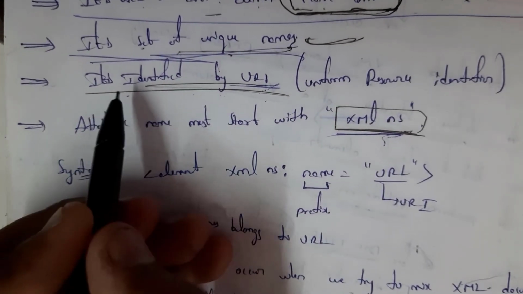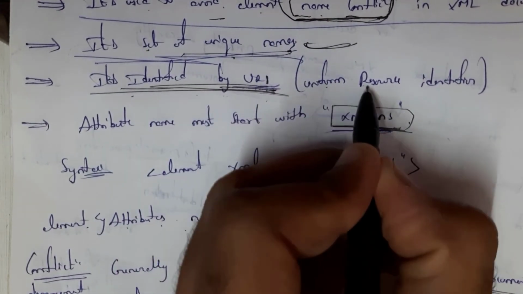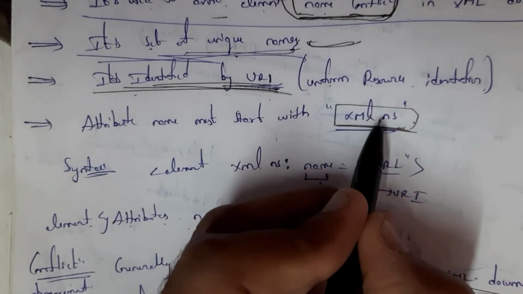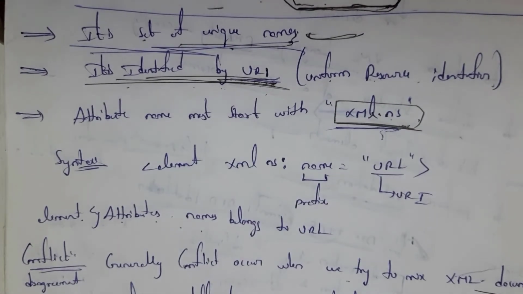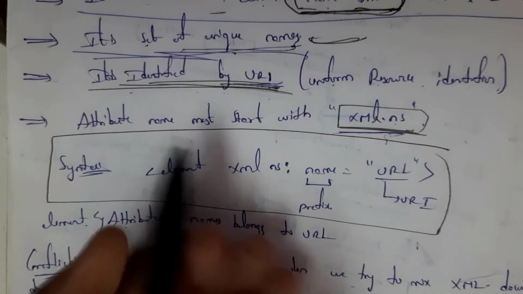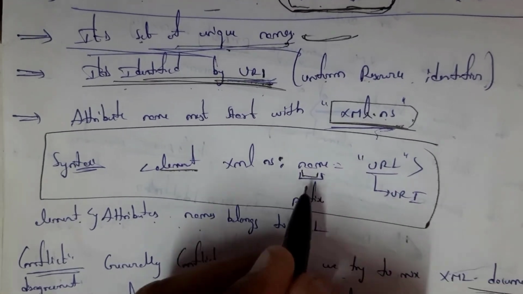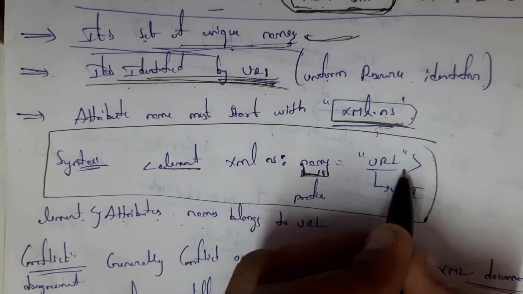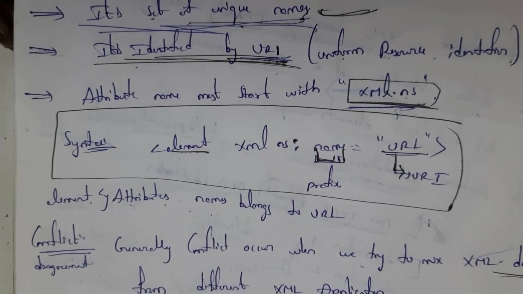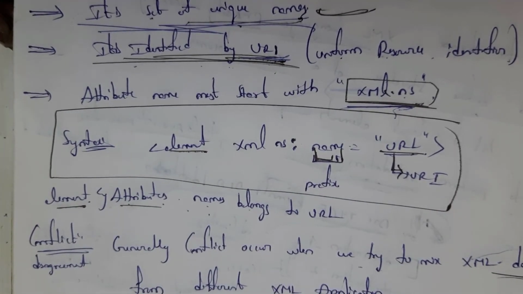This XML namespace is identified by a URI. URI stands for Uniform Resource Identifier. And next, attribute names must start with xmlns. NS stands for namespace. See the syntax of XML namespace. In the element, xmlns:name equals the URI. This name is nothing but the prefix, and this URI is the uniform resource identifier, and the element and attribute names belong to this URI. This is the syntax of XML namespace.